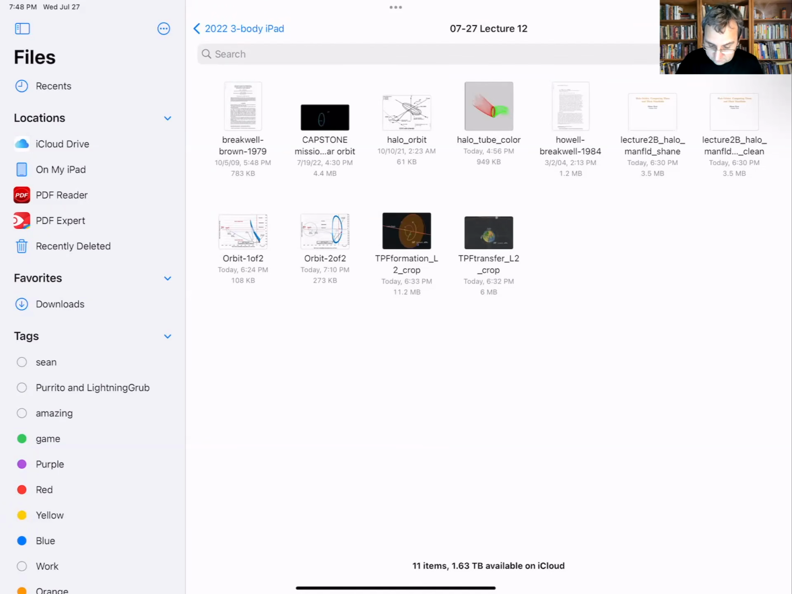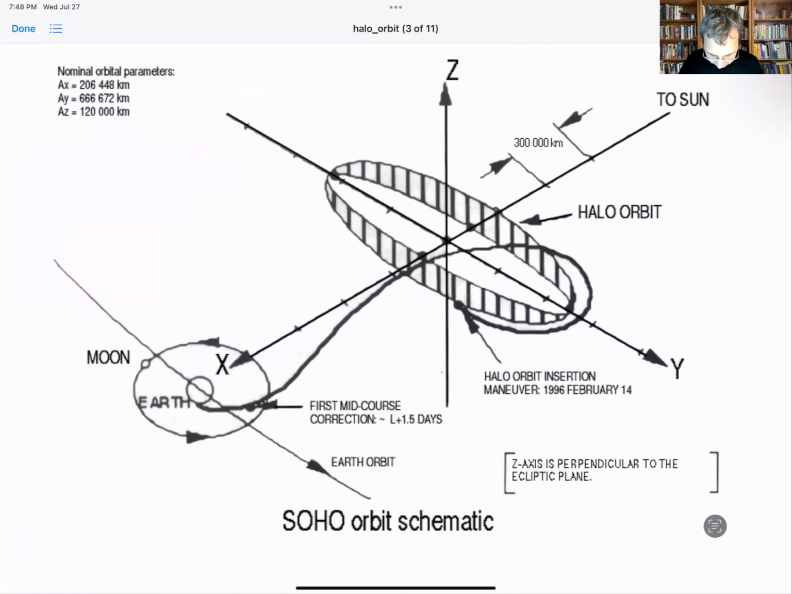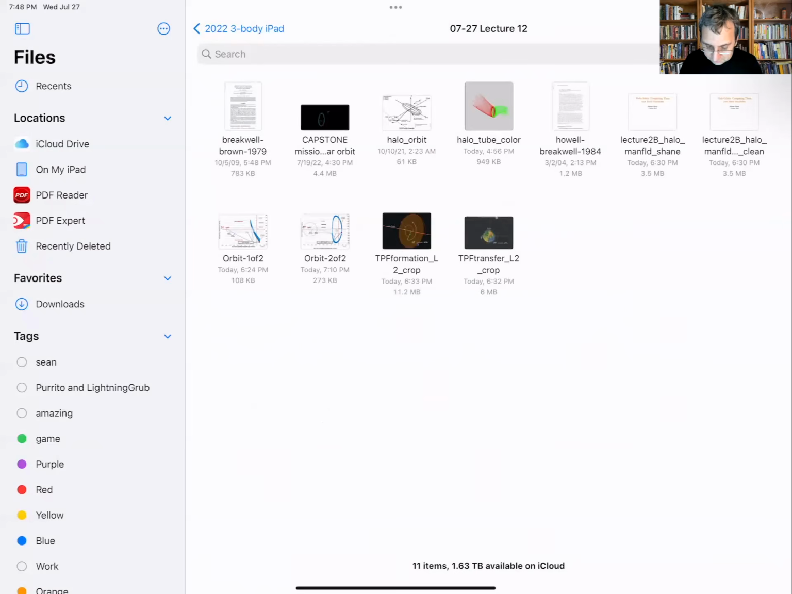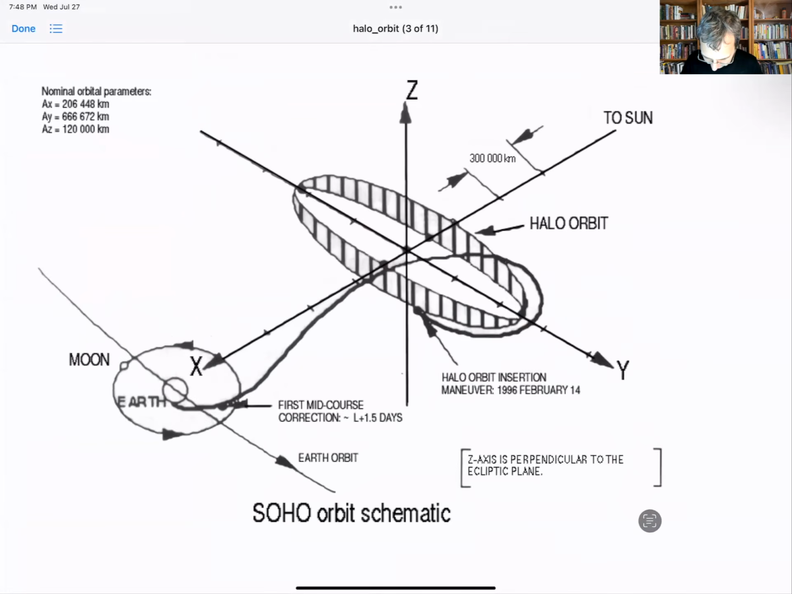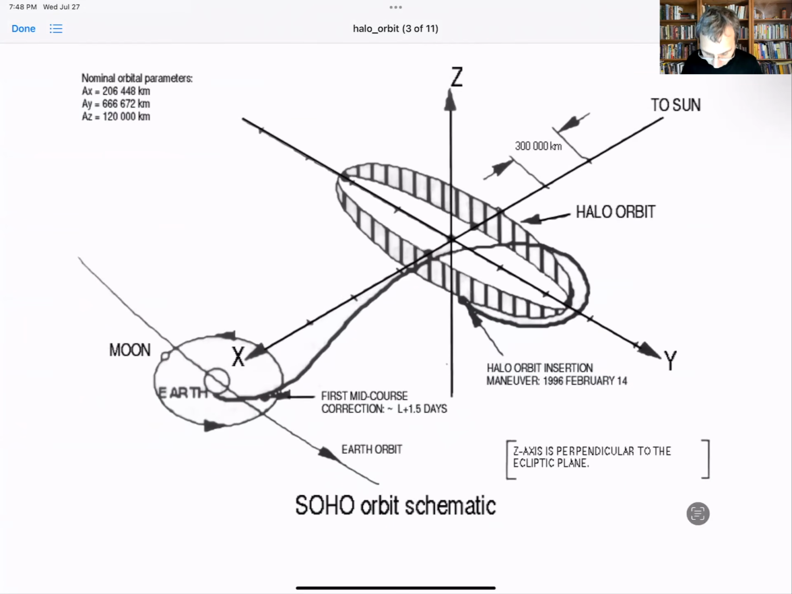All right. Is there anything else? This is just showing another mission that went to, in this case, L1. This was called the SOHO orbit. I think this was an ESA mission. All right. So I'm going to end just by showing some MATLAB code, and I'll provide this too, but just to give you an idea of how to use it.